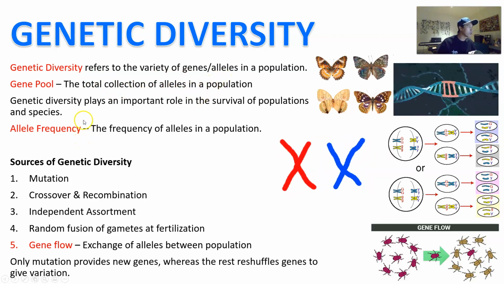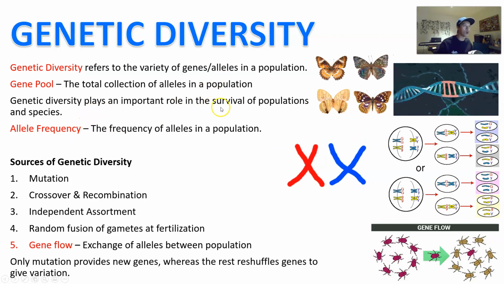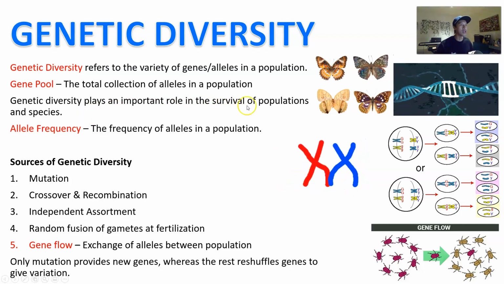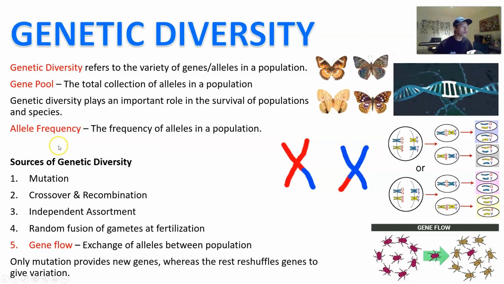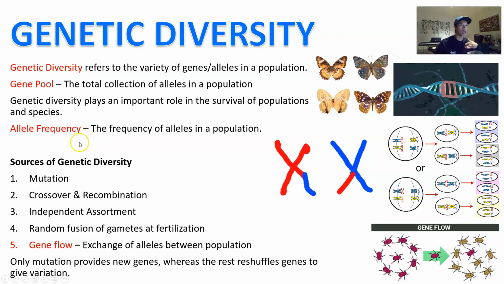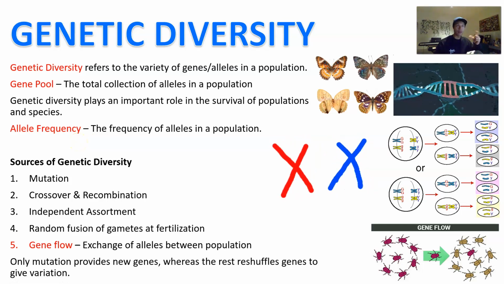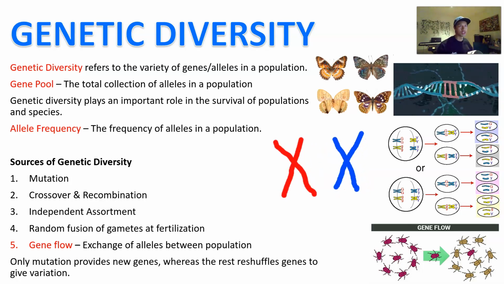Now, it plays a really important role in the survival of populations and species, as we looked at in the previous chapter regarding some of the advantages of having diversity, and part of that is having genetic diversity. Another term you might hear is the allele frequency. Allele frequency refers to how frequent an allele would appear in a population. So higher allele frequency means it's more common to have that particular allele or trait. And lower allele frequency means it's a rarer trait amongst the population.